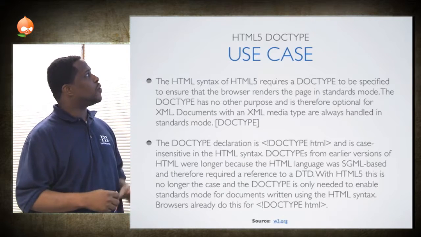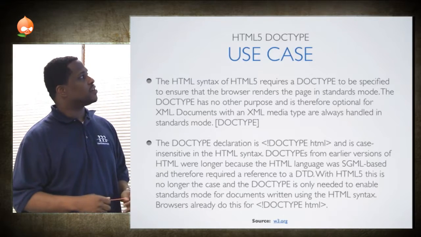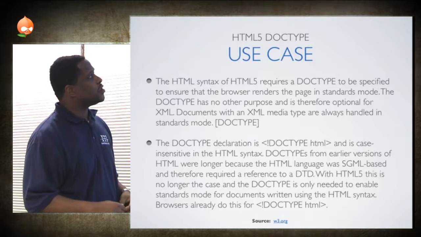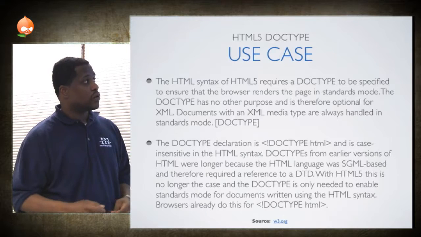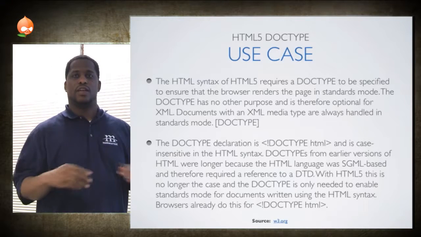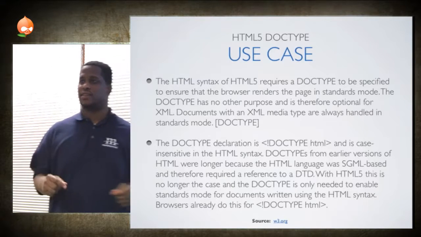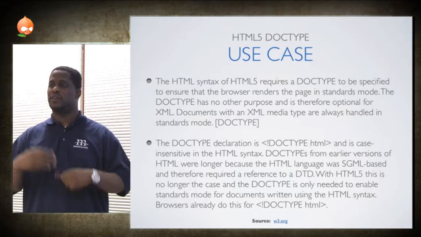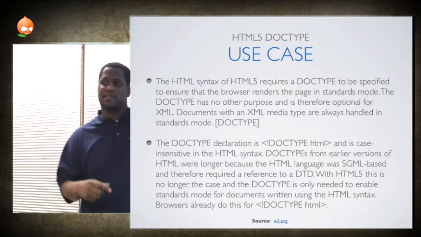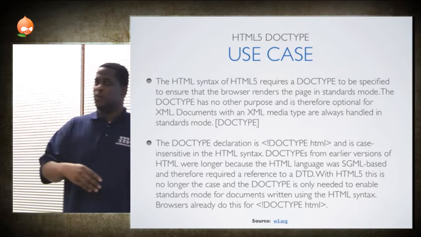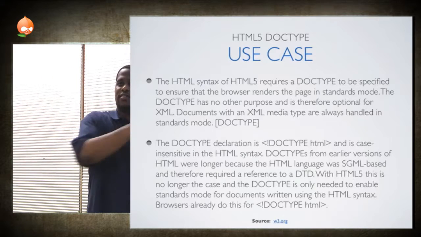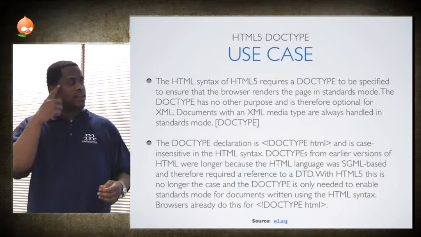Pretty much, in a more formal way, the HTML5 syntax requires the doctype to be specified to ensure that the browser renders the page in standards mode. Now, if you know anything about browser testing, there's quirks mode, standards mode, different types of modes that, depending on your doctype, will render the page according to what it sees. And that's pretty much why that doctype is there.